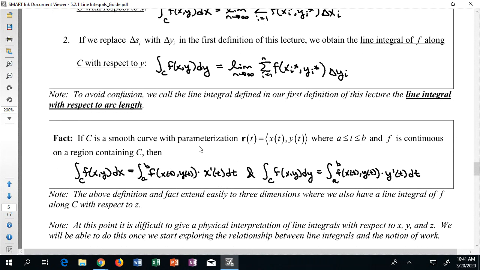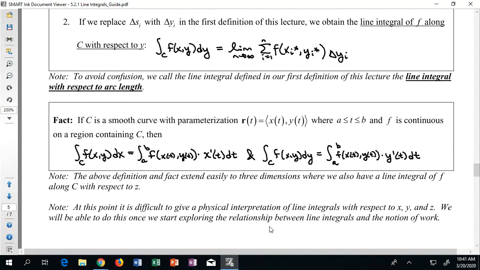Now, the idea here isn't maybe too surprising. And we'll see in some of the sections to come just exactly where this idea actually comes from. I'll state down here that we can note that the above definition in fact extends easily to 3 dimensions. If you can imagine, we would have the same sort of thing where we'd integrate with respect to z. As I state, it's very difficult to give physical interpretations of what these integrals mean, but we'll do that more in the next section.